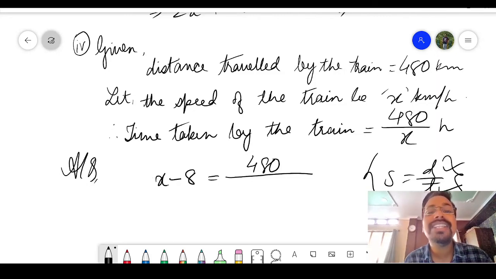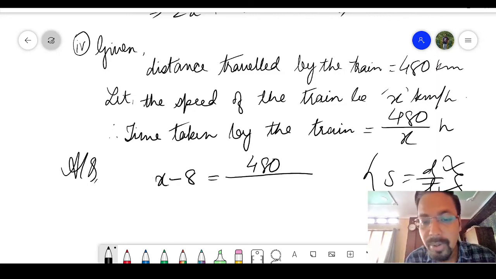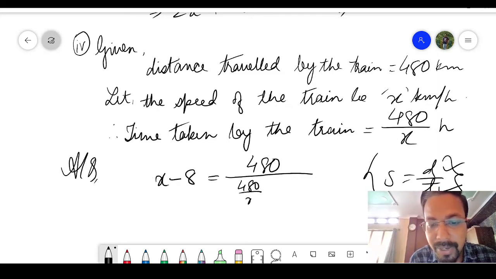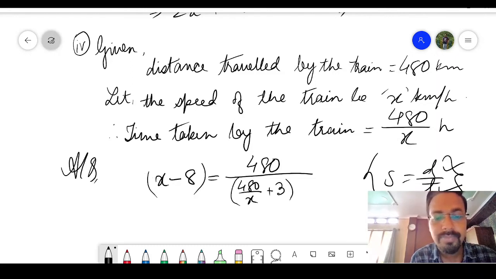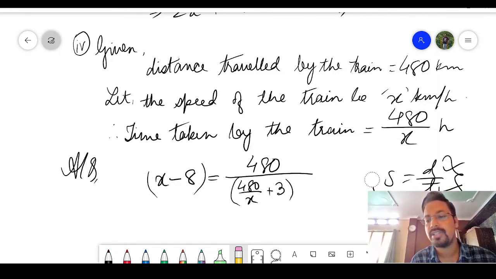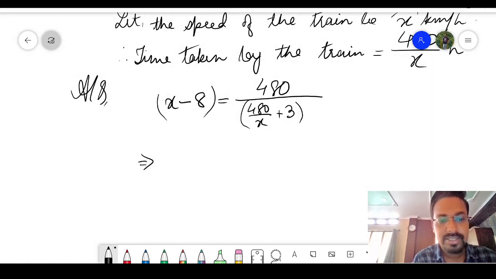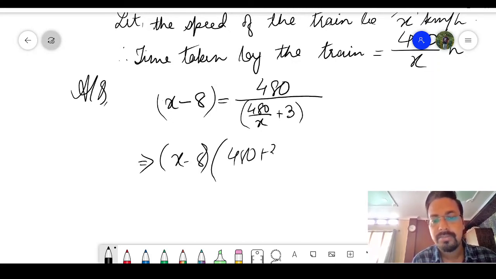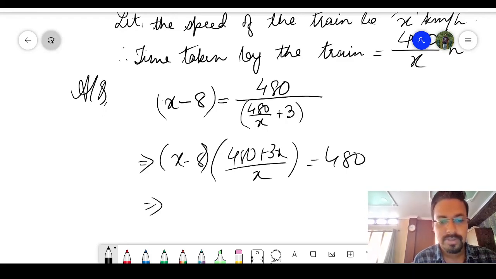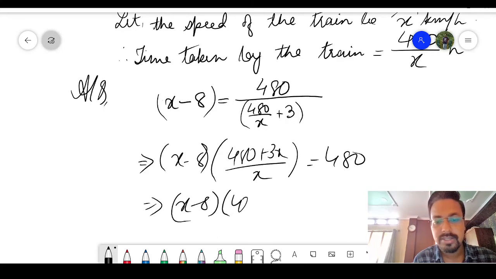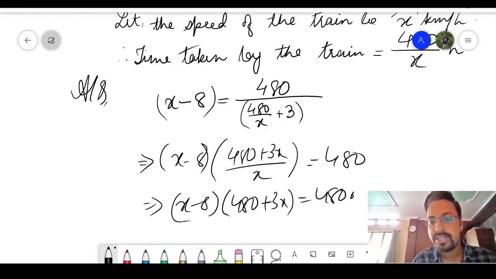Time, the time would have been 3 hours more. So what is our time? Our time is 480 by x, and time would have been 3 hours more. So this is the equation, our required equation. From here we will just simplify it. So this will be 480 plus 3x by x equal to 480. So (x minus 8) times (480 plus 3x), side change of x will give us again 480x.